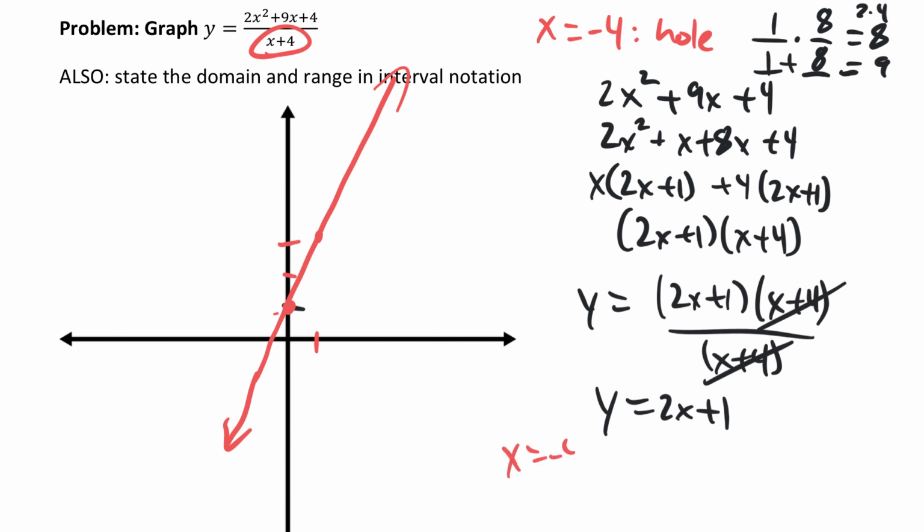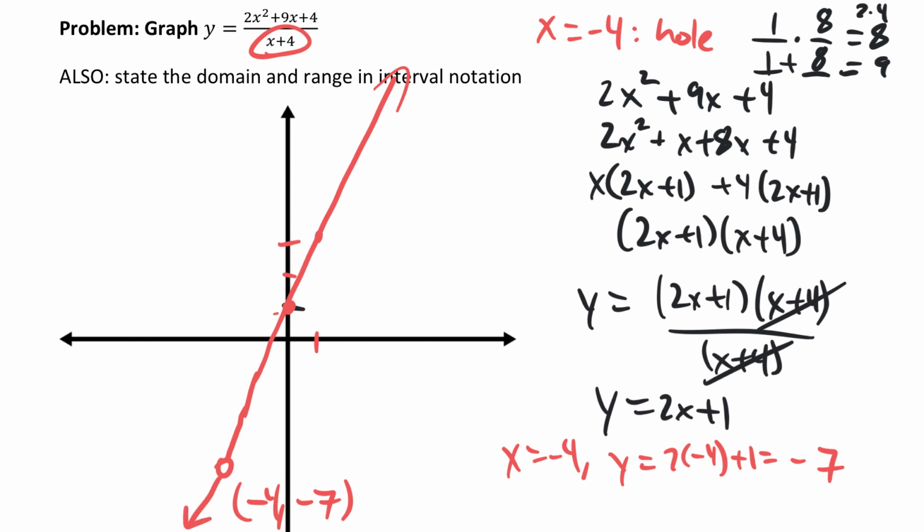But of course, we have to have that hole. So when x is equal to negative 4, y is equal to 2 times negative 4 plus 1. That will be equal to negative 7. So we have to go back and add this hole here. Now, whether you do it exactly or you kind of eyeball it, as long as you label it, we should be okay. So I'm going to think it's kind of over here. The location of our hole is negative 4, negative 7. And then we just continue on with the rest of our graph.